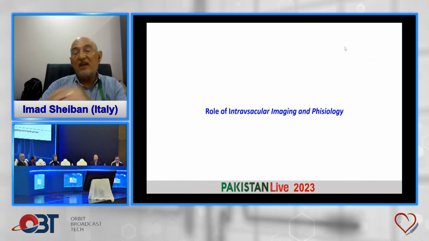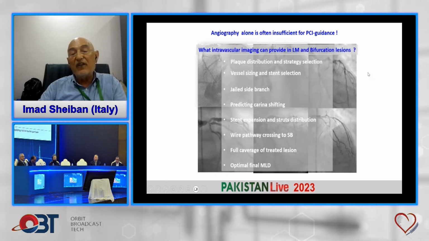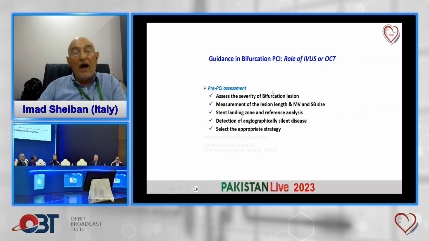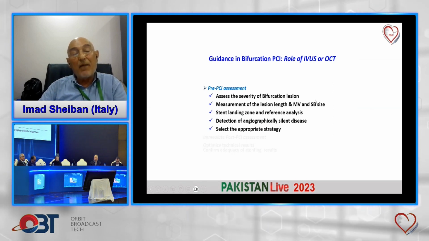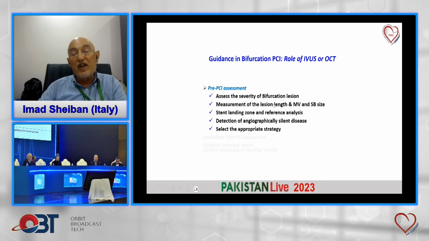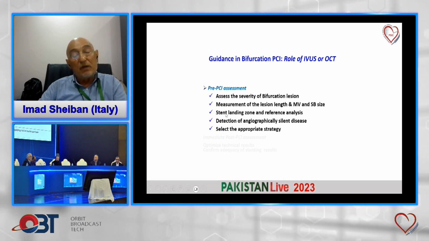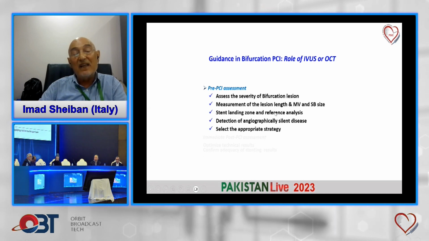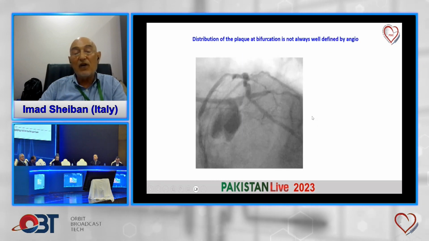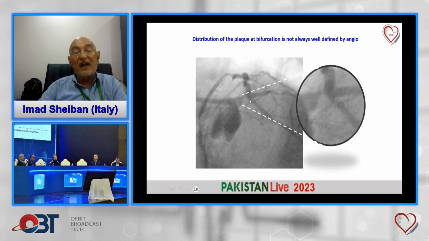Now, coming to the role of intravascular imaging and physiology, I think, again, angiography cannot provide you all the characteristics needed to define your procedure and to plan your procedure. So the guidance starts from pre-procedure: to assess severity of the bifurcation lesion, measurement of lesion length, main vessel and side branch size, to determine where your stent landing zone should be, detection of angiographically silent disease, and to select the appropriate strategy accordingly.